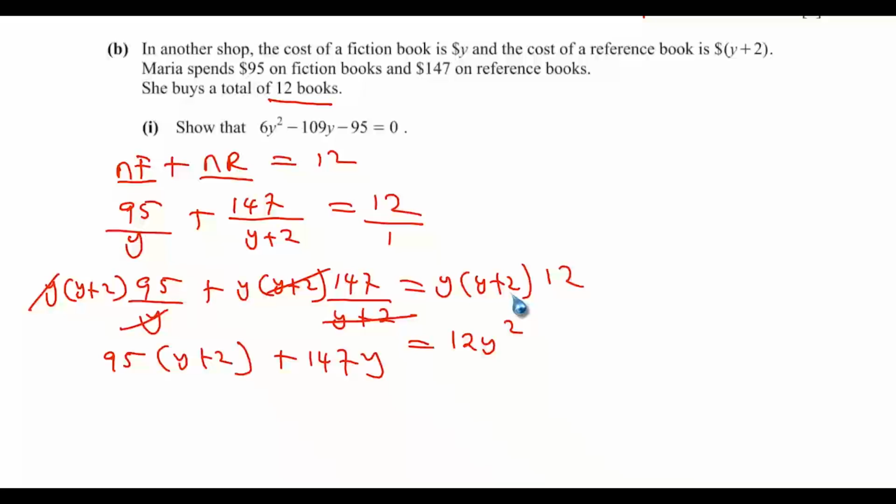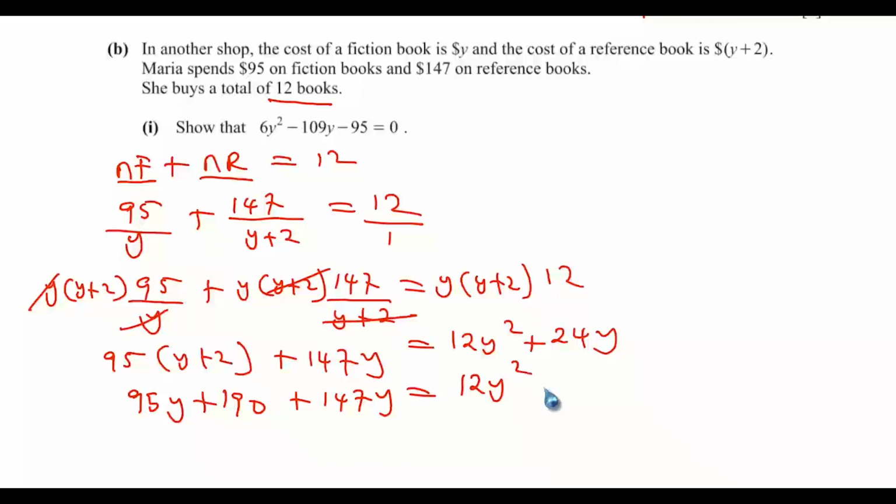Y times 2, that will be 2y. 2y times 12, that will be 24y. So we can expand this bracket as well. 95 times y, that will be 95y, plus 95 times 2, that will be 190, then plus 147y equals to 12y squared plus 24y.